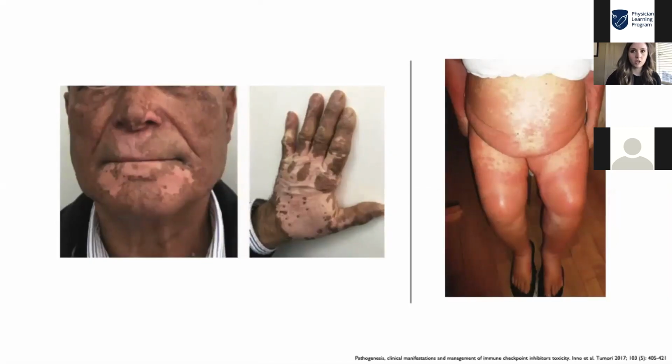The patient on the first panel here is a patient who developed vitiligo while on immunotherapy. And the second figure demonstrates the most common type of rash that we see, which is a reticular maculopapular erythematous rash that affects the trunk as well as extremities.